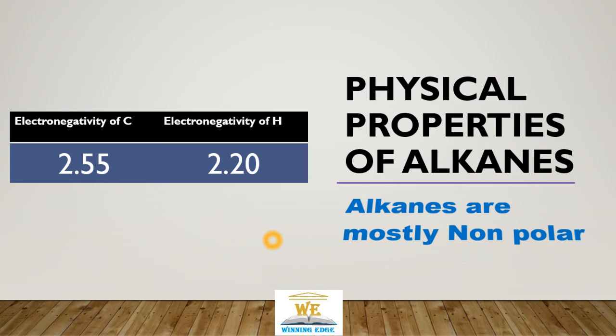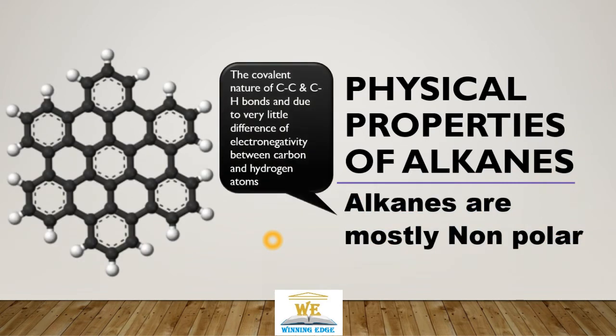So what happens? The covalent nature of carbon-carbon and carbon-hydrogen bonds, and due to very little difference in electronegativities between carbon and hydrogen atoms, we still have a little bit of polarity towards carbon atoms. You see here, everything is polarizing towards carbon atoms, but carbon-carbon bonds are totally non-polar because they are of the same electronegativity. So there is no particular direction of dipole possible because there are so many C-H bonds. They are non-directional and randomly placed.